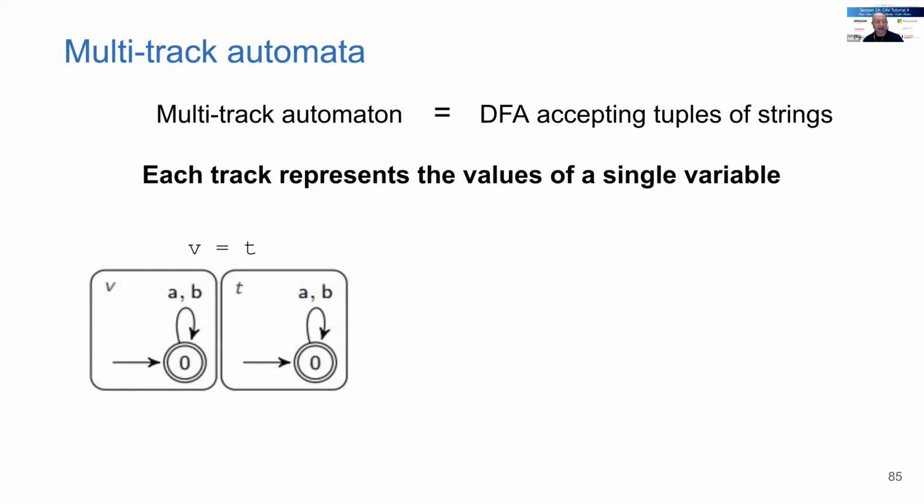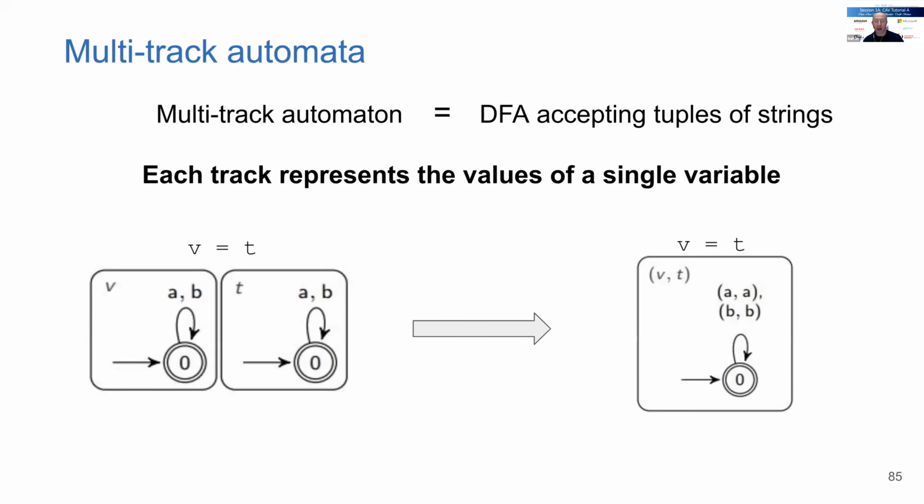So this was the single track automaton. Instead of that, what we are going to use is a multi-track automaton, which tracks the value of V and T, 2 variables, at the same time. So it's reading 1 character from each variable at the same time. The alphabet is the product of the alphabets of the 2 variables, right? So it's a bigger alphabet. And it's basically ensuring that they actually have the same value.